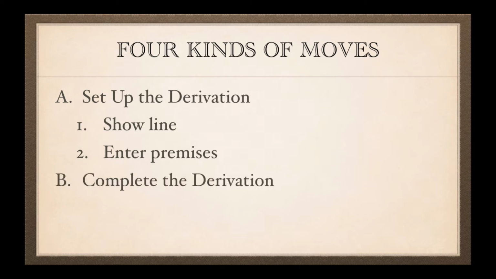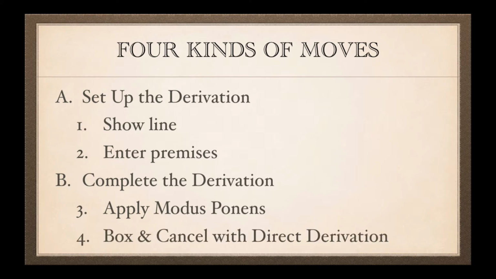After that, you want to move towards completing the derivation, and the first thing to do is to apply modus ponens, and you'll do that multiple times, and we'll be adding more inference rules, but right now just modus ponens. And then once you reach the conclusion, you box and cancel with direct derivation. And we've talked about the first three of those. Now I'm going to talk about the last one, boxing and canceling with direct derivation.